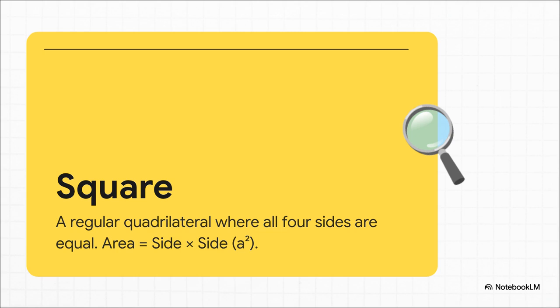Well, that's just a special, more perfect rectangle where all four sides are the same length. So instead of length times breadth, it's just side times side, or what we call a squared. Oh, and here's a pro tip for your toolkit. You can also find its area using the formula 1/2 times the diagonal squared. Tuck that one away, it comes in super handy.